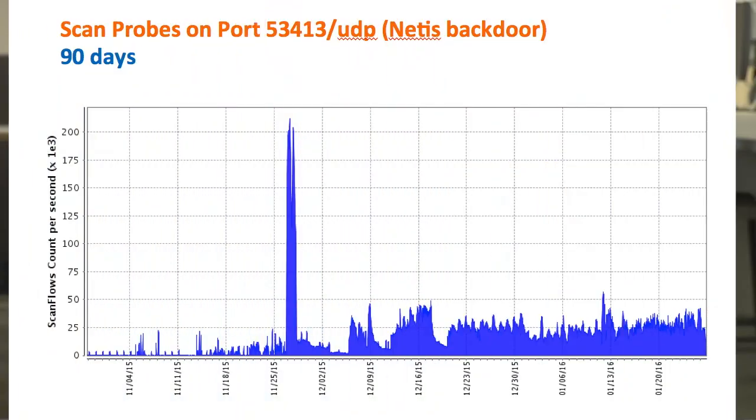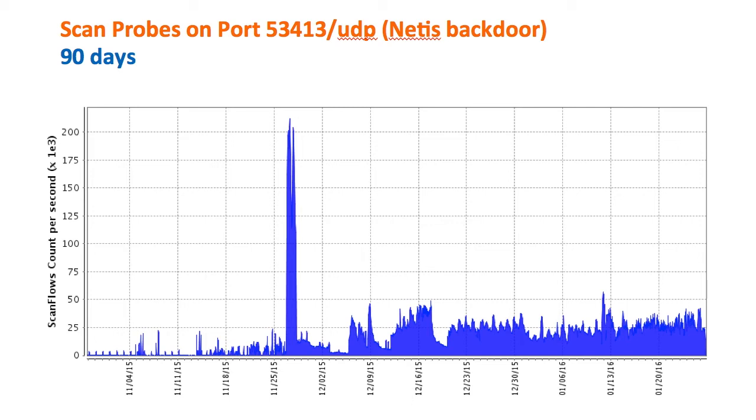Scan probes on port 53413 UDP. This is that netis router backdoor, most popular in Asia. We're looking at the last 90 days of activity. There was a period, and I deliberately wanted to show the period in this case here at the end of November, where there was a huge spike in the probing activity on that port. And then subsequent to that, we've seen basically some continuous activity.